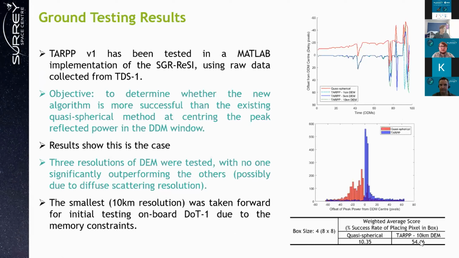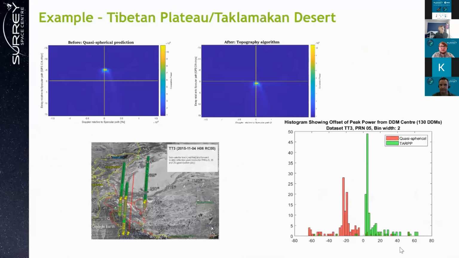But as I mentioned, this methodology was affected by these more noisy DEMs with weaker peak power, where the method wasn't quite as good at testing where the peak power actually was. But regardless, you can see there is a clear improvement there. And this is just some other examples from the same on the ground testing. You can see that the peak power was initially quite offset, and then it's down in the center there afterwards.